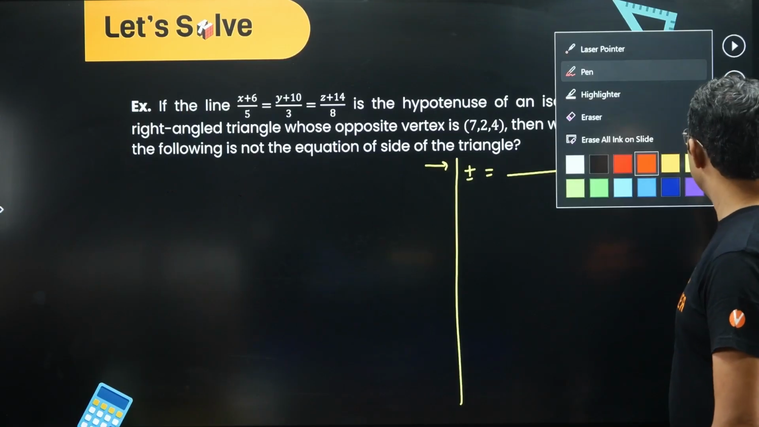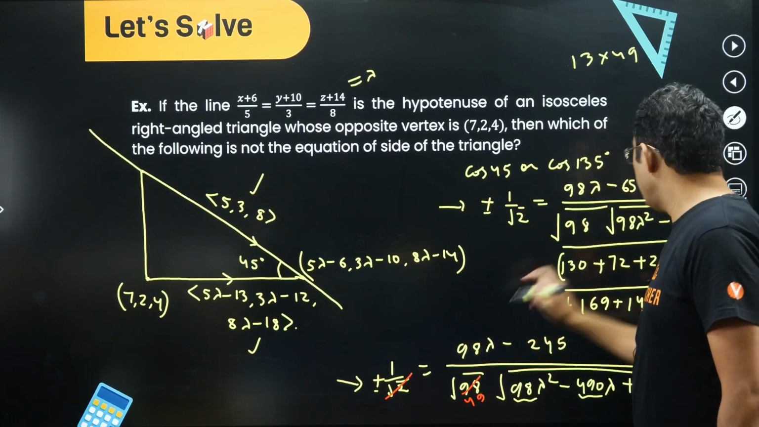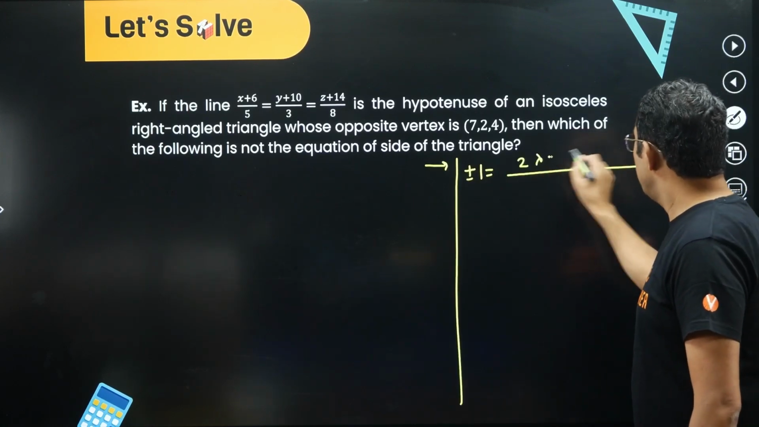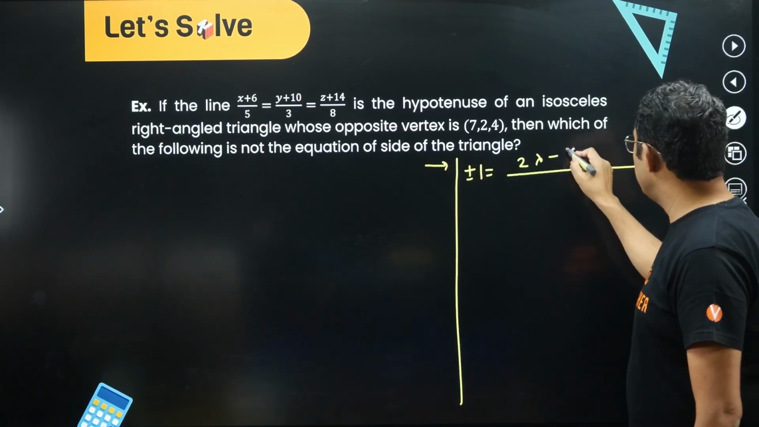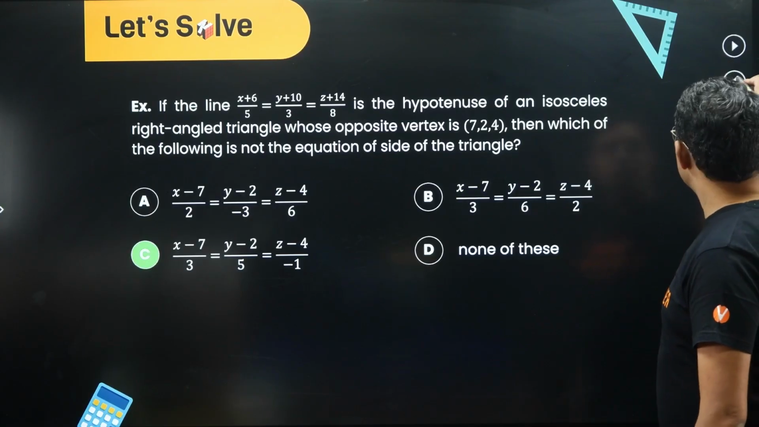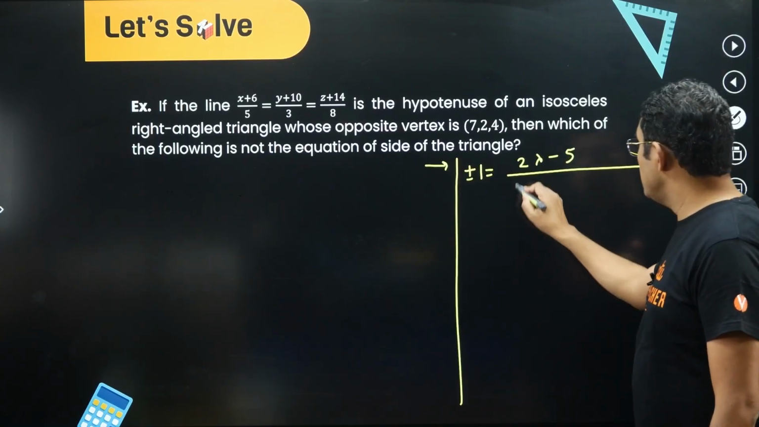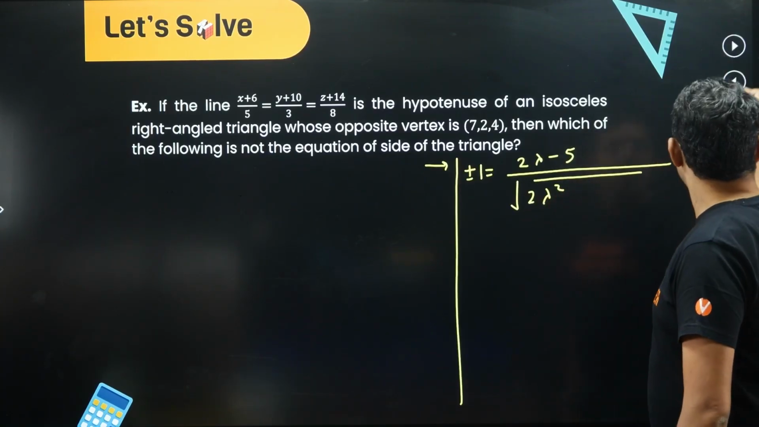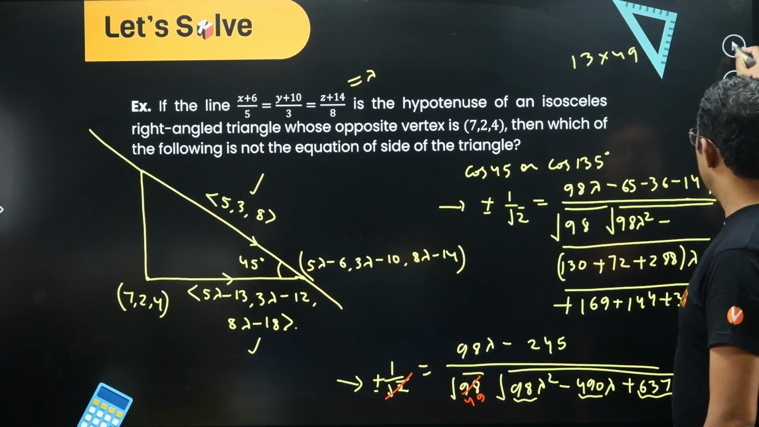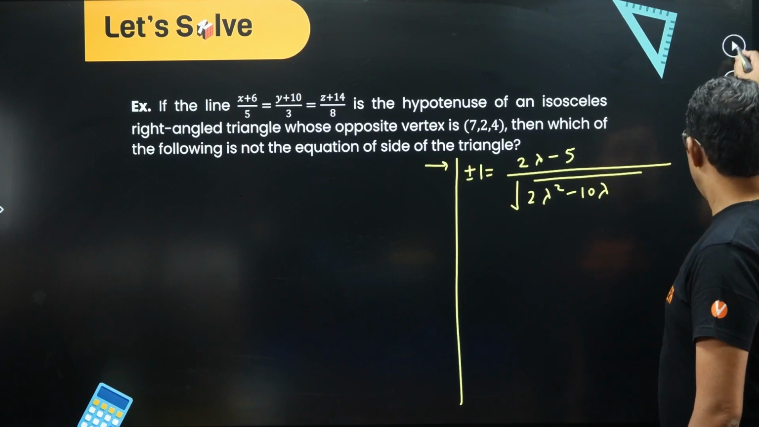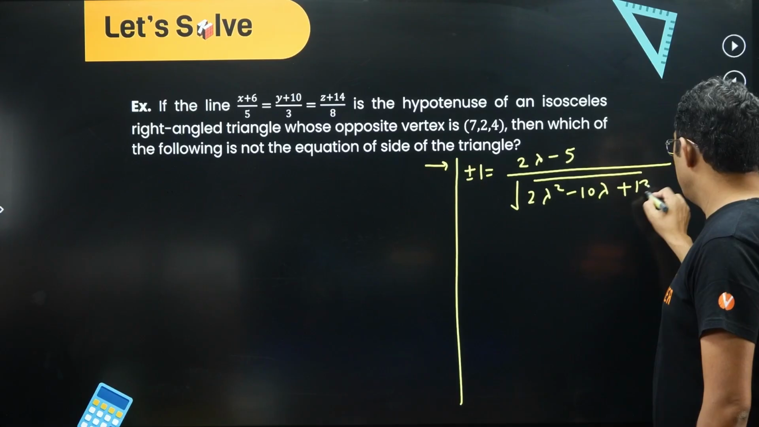So what we will be getting here, this was plus minus 1. If I divide this by 49, this will be 2 lambda minus, and if I divide this by 49, I think this is just 5 times, so this will be minus 5, and in the denominator this is gone because 7 is cancelled. Now this will be 2 lambda square, and then 49 we have taken common, so 490 will become 10 lambda here. And this will be 13, so plus 13. So this is what we are getting.